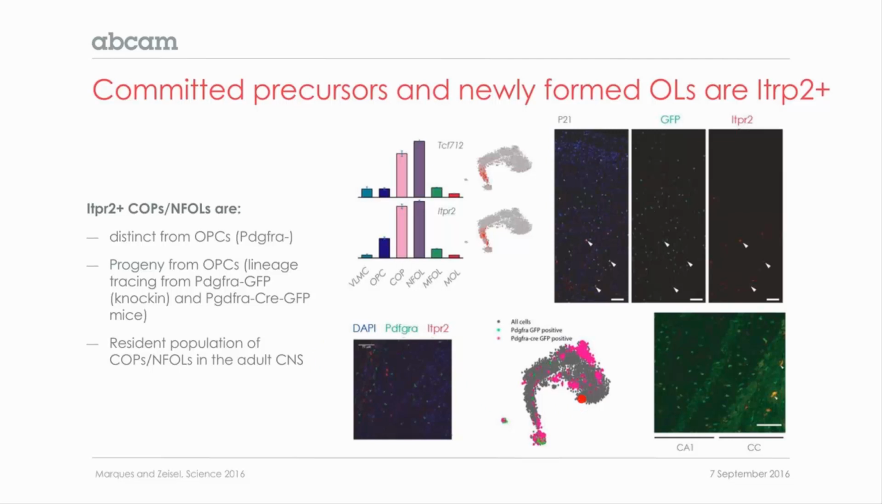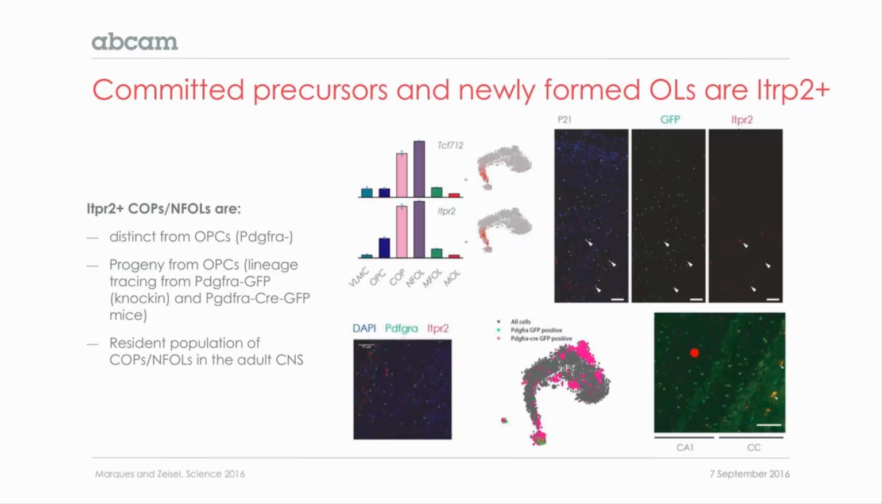However, when we did lineage tracing using the PDGFR alpha-Cre GFP, we could see that there were cells that were double labeling for GFP and ITPR2, indicating that these cells were definitely progeny of oligodendrocyte precursor cells. In the cortex and in the brain at postnatal day 21, we saw around 20% of the oligodendrocyte cells being ITPR2 positive. This percentage was higher at postnatal day 7, where myelination is really starting.